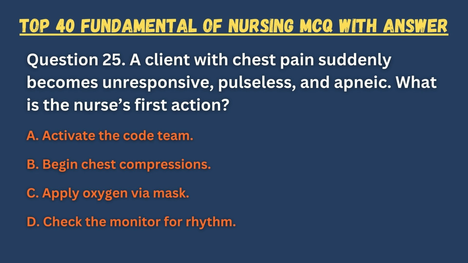Question 25. A client with chest pain suddenly becomes unresponsive, pulseless, and apneic. What is the nurse's first action? A. Activate the code team. B. Begin chest compressions. C. Apply oxygen via mask. D. Check the monitor for rhythm.